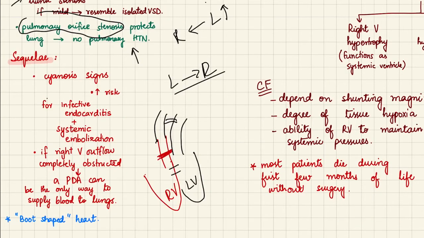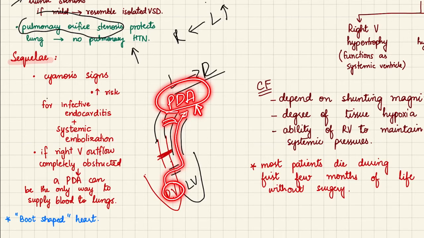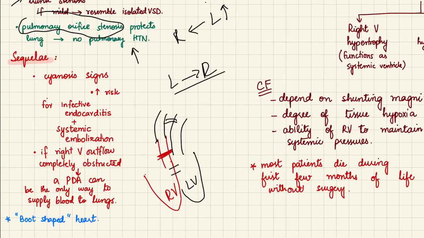Now, one thing to remember about this anatomical setting is that if the pulmonary trunk is severely stenosed, that is, it is completely obstructed and there is no way that the right ventricle can pump blood into the pulmonary trunk, what will happen is that only the ventricular septal defect will allow the right ventricle to pump blood into the left ventricle and thus into the aorta. And a PDA, if there is a persistent ductus arteriosus, will be protective in this case, because that is the only way that this deoxygenated blood, which cannot be pumped into the lungs via here, can go to the lungs, by using this path. So a PDA will be the only way to supply blood to the lungs if the right ventricular outflow is completely obstructed.